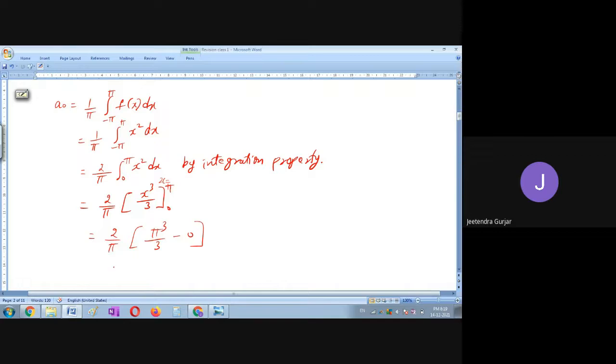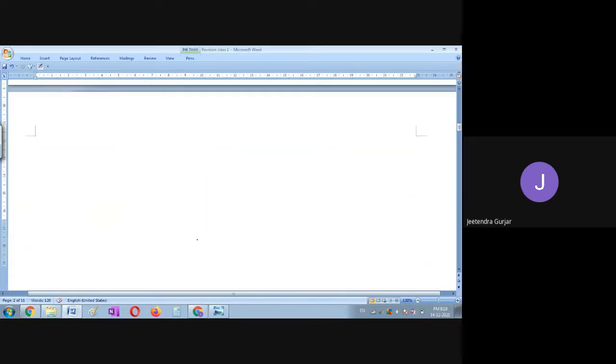So 1 pi will get cancelled here. So this is 2 pi square upon 3. Hardly 1 minute it will take to simplify. Next we will go with an. So please remember the formula for an.